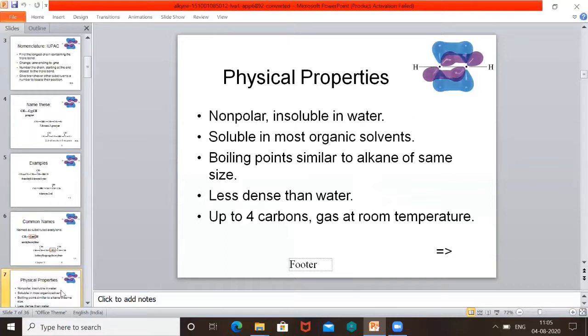When you come to their physical properties, they are non-polar, like alkanes, alkenes and other organic compounds. They are insoluble in water and soluble in organic solvents. The boiling points are low and increase with the size of the carbon chain, similar to alkanes and alkenes. They are less dense than water. Up to 4 carbons, they are gases at room temperature. You know, acetylene is a very important gas.